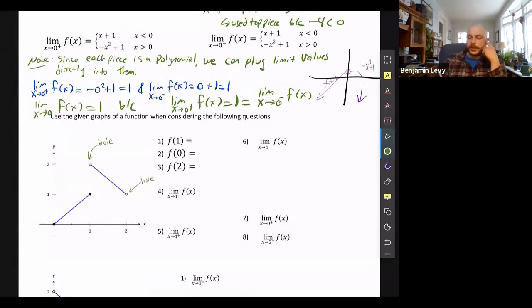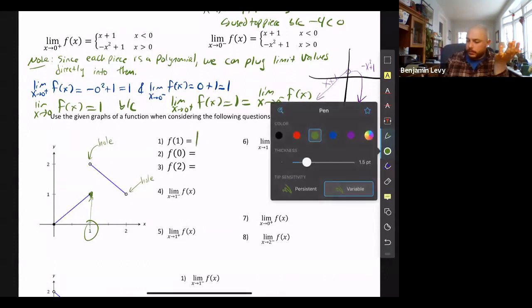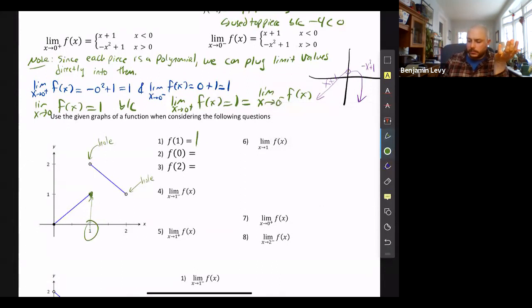So in the first example, if we want to plug in x equals 1, we go up to the graph and it's right here, not in the hole, because there's nothing in the hole, implying there's nothing there. So f of 1 is 1. Is that okay? You're not going to the hole, you're going to the filled in circle. Similarly, f of 0 is right down here in the corner. It's just 0.